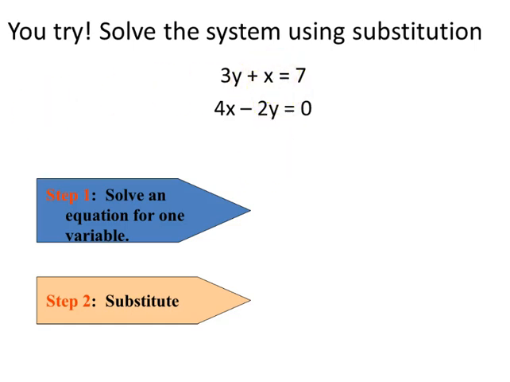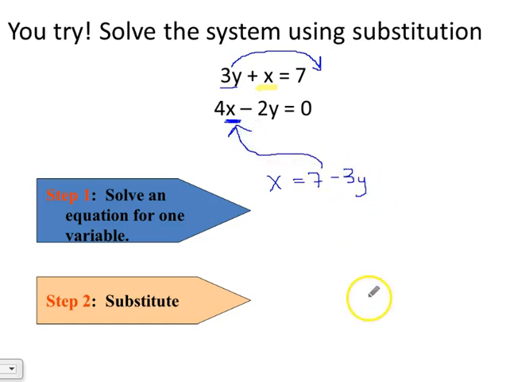So I'm looking at the top equation and I see that there's an x. So that's going to be really easy to solve for because all I would need to do is move the 3y to the other side of the equation, and I can do that by subtracting. So I'm going to solve for x in the first equation by subtracting 3y to the other side of the equation. So now I've solved for a variable. So now, wherever I see an x in my first equation, I'm going to plug in 7 minus 3y. So let's go ahead and do that.